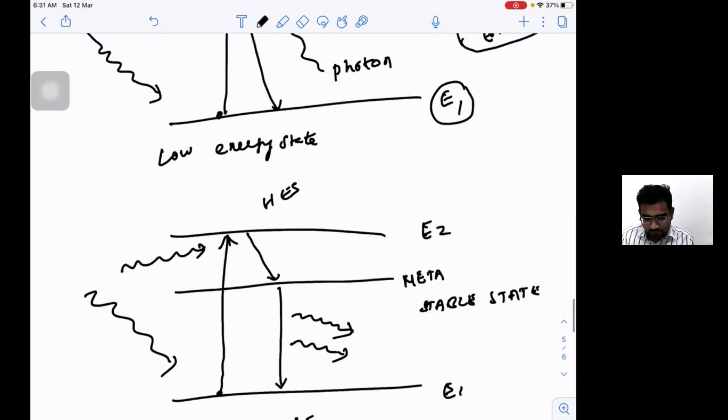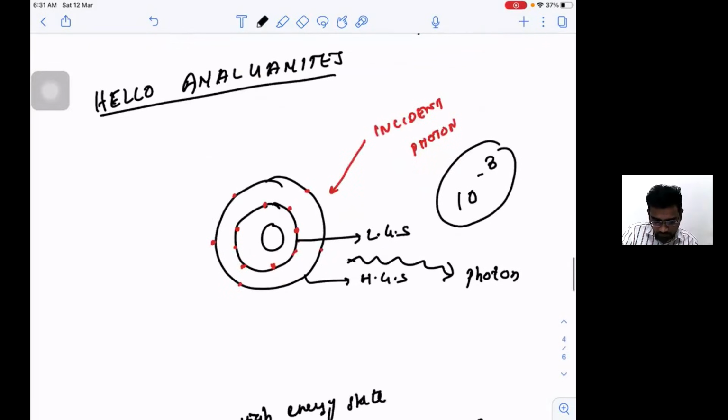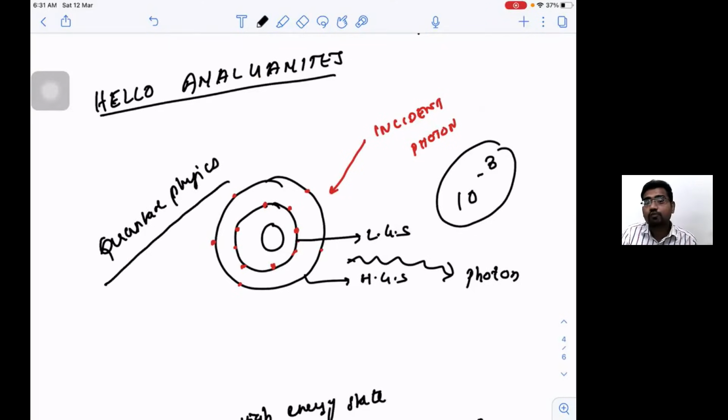Okay, this is the very, very basics of lasers. It works on the principle of quantum physics. So definitely you should understand this before moving into lasers. And once you understand this, the wavelength, the types of lasers, everything will be very easy for you.